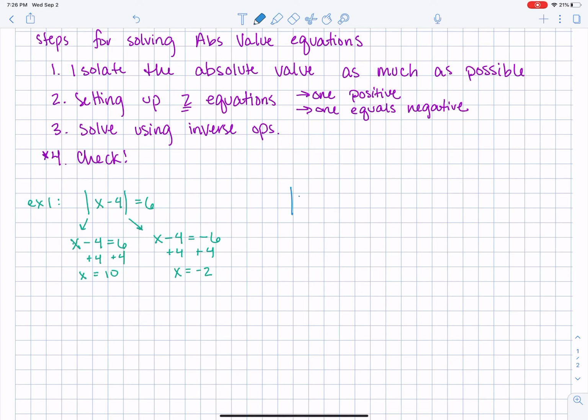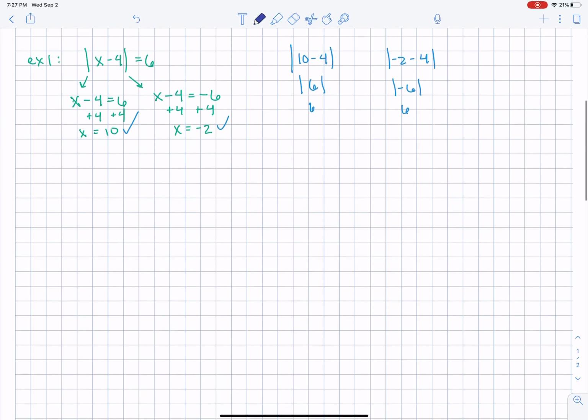I have 10 minus 4. The absolute value of 10 minus 4 is the absolute value of 6. The absolute value of 6 is 6. So this guy works. Now let's check negative 2. Negative 2 minus 4, the absolute value of negative 6, that's also 6. This guy works as well. So both those answers work for this problem. Let's go ahead and try one that's a little bit more difficult.